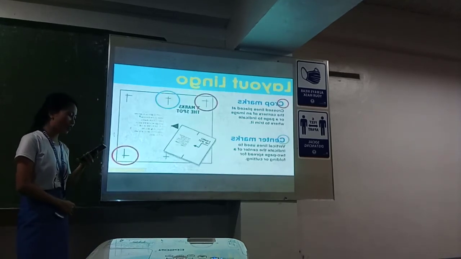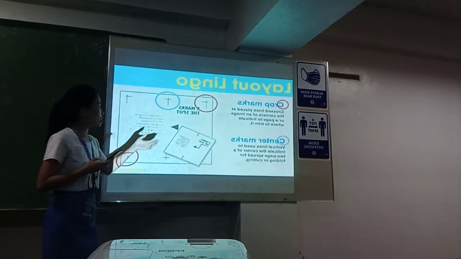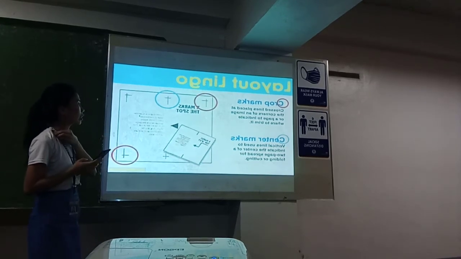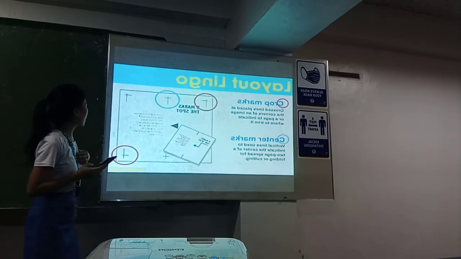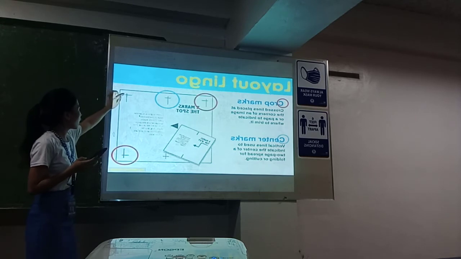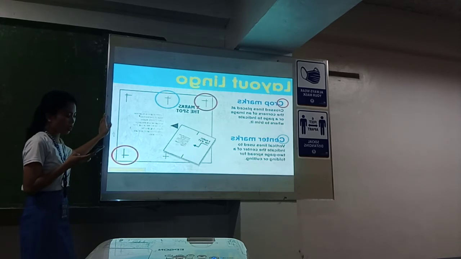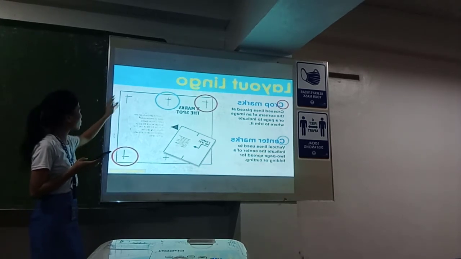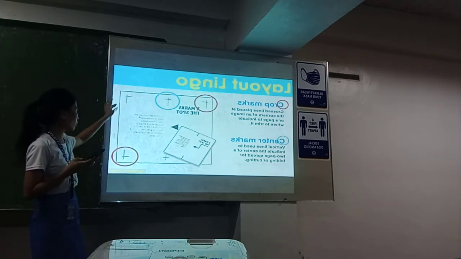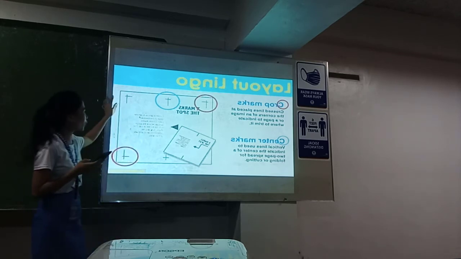Next one, we have crop marks. As you can see in the definition, crop marks are black lines placed at the corners of an image or a page to indicate where to trim it. The crop mark here is this one, what we call the hairline. Crop marks define hairline horizontal and vertical lines that define where the page should be trimmed. This will be the guide for the printers on where to cut the image. So this is what we call crop marks.